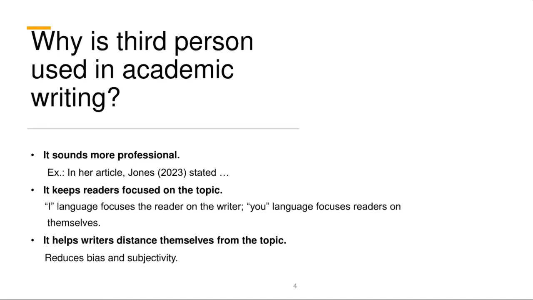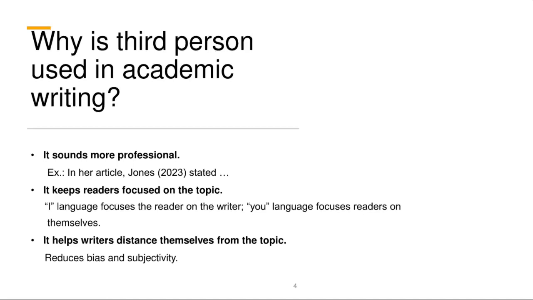The second reason to use third person is it keeps readers focused on the topic. I language focuses the reader on the writer. And sometimes it's okay to do that. If you're writing a personal narrative or something from your own experiences, then it's necessary and good to do that. You language focuses readers on themselves. So if you're saying, you should do this, you should do that, then you're directing the reader's attention to them. Sometimes it's okay to do that, especially if you're writing directions. But for the most part, in academic language, these things are distracting.